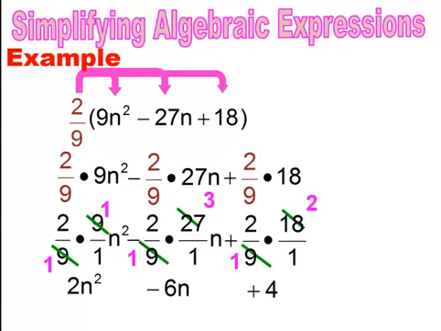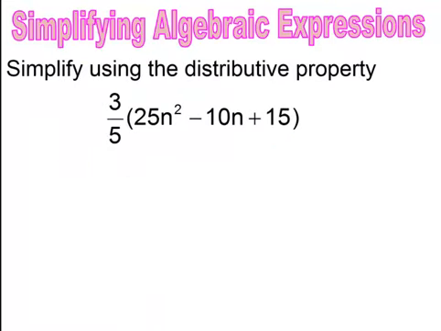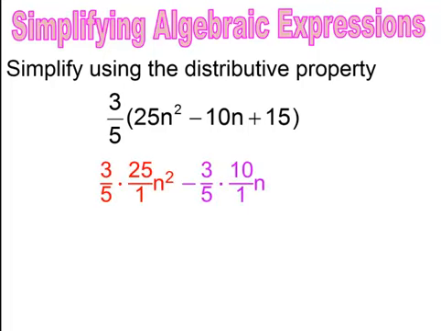So when you have the distributive property with the fraction, keep in mind how to work with fractions and whole numbers. So your answer here, when you do the distributive property, will end up being 2n squared minus 6n plus 4. Pause and try.